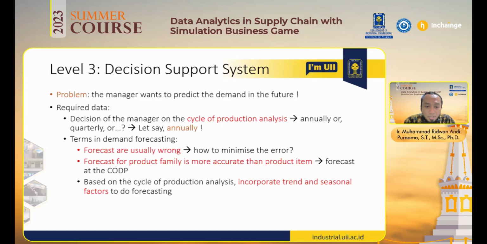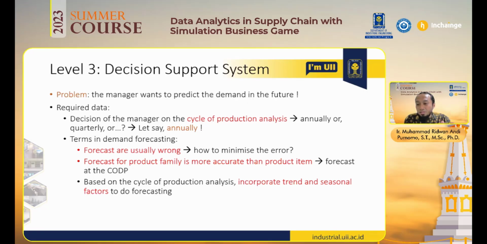And the second, forecasts for a product family are more accurate than for a product item. It means that I cannot forecast every bakpia taste one by one. Based on the forecasting concept, a forecast for a product family will be more accurate compared to item products. So here I need to forecast the general bakpia.